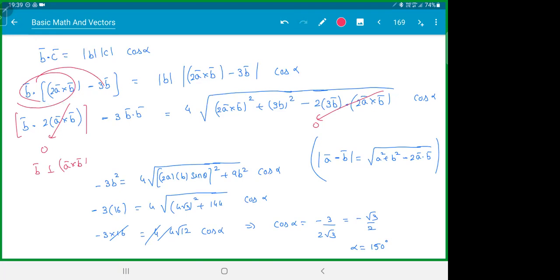B into B is B square only. B is 4. This mod C will be this vector's magnitude. So this is your A and this is your B. So A square plus B square minus 2A dot B. This term becomes 0 because again it is perpendicular. And I think after that it is just a matter of substituting. It's a little lengthy, but yeah. Do look at the steps, everyone.